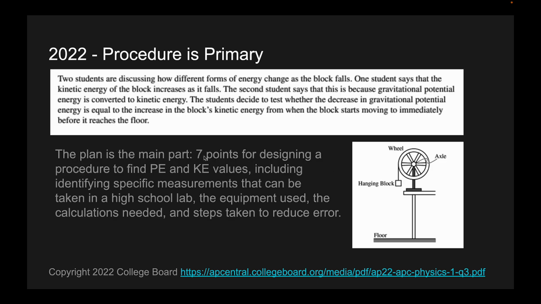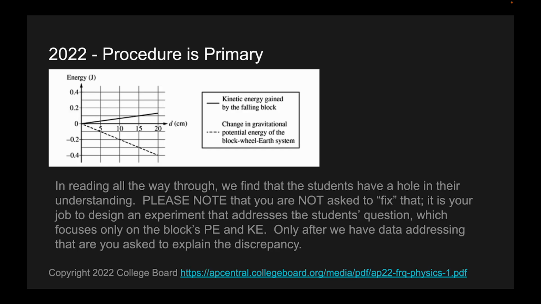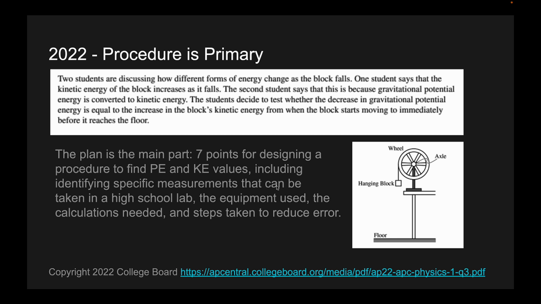So there's 7 points for coming up with a procedure that would lead to those PE and KE values. And we can't measure energy directly, so we have to measure stuff like m, g, h, and for kinetic energy, m and the speed, and they'd want the speed right before it hit the ground. There are lots of good ways to measure. So you could come up with a procedure for that, and tell what equipment you would need, describe the calculations, and what you would do to reduce error.